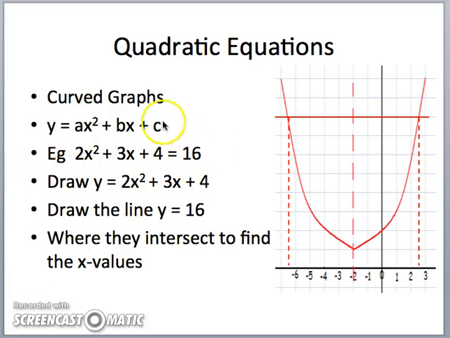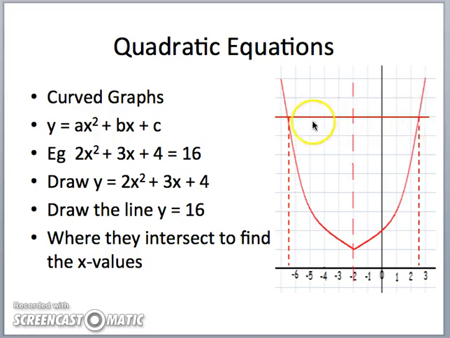Here we've got this curve here, 2x squared plus 3x plus 4, and it equals 16. This is our equation we need to solve. To solve it, we can plot the equation of the curve 2x squared plus 3x plus 4, and then we draw the line y equals 16. This is the line y equals 16, horizontal line here.